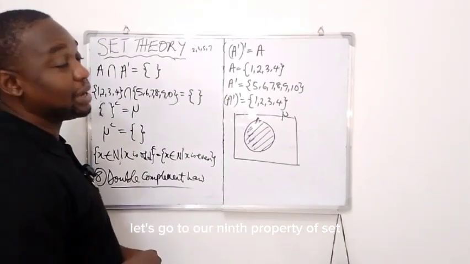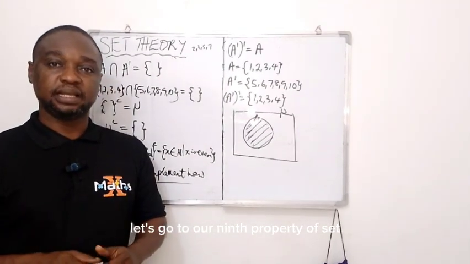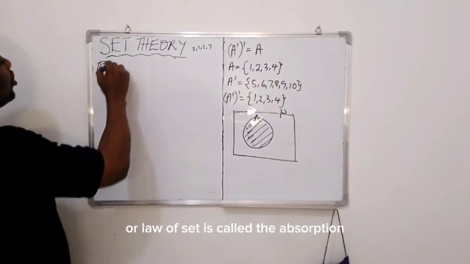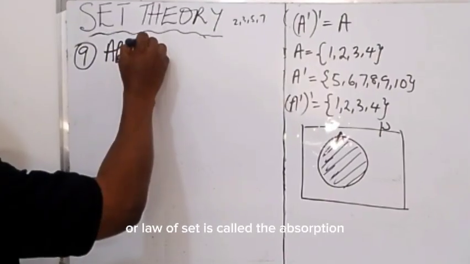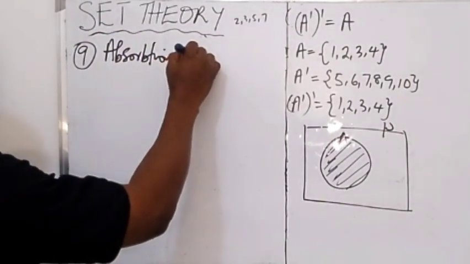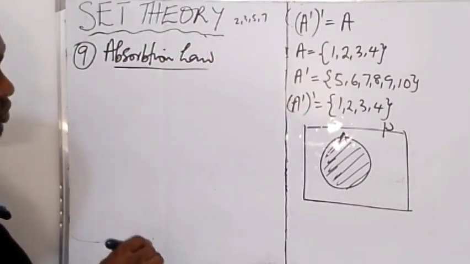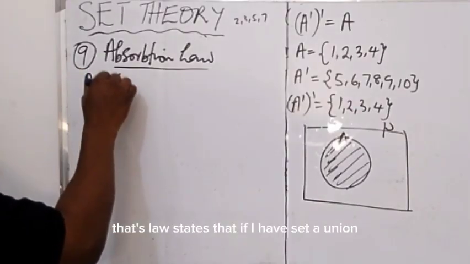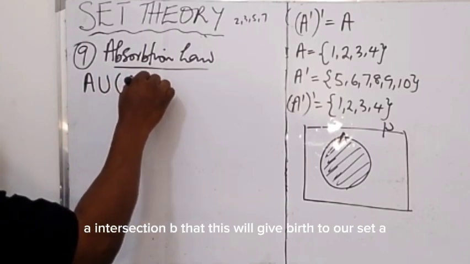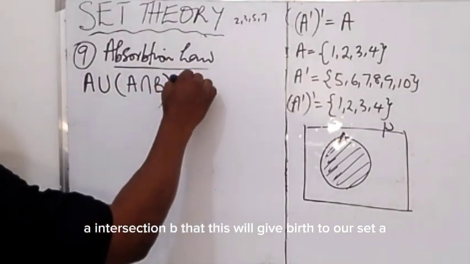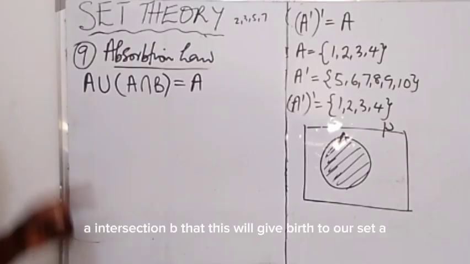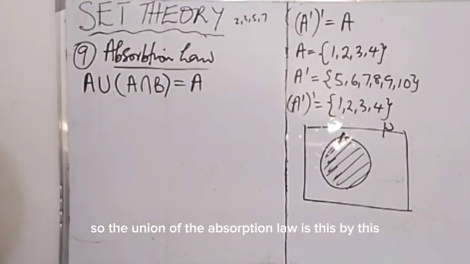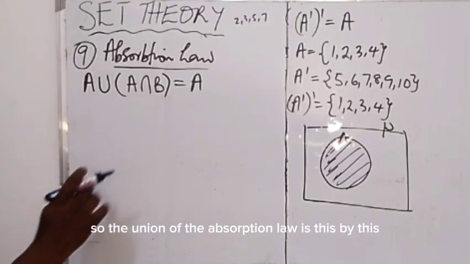Let's go to our 9th property of sets, my dear students and viewers. Our 9th property or law of sets is called the absorption property or law. That law states that if I have set A union A intersection B, this will give birth to our set A. This is for its union. So the union of the absorption law is this. By this, let's start with this.